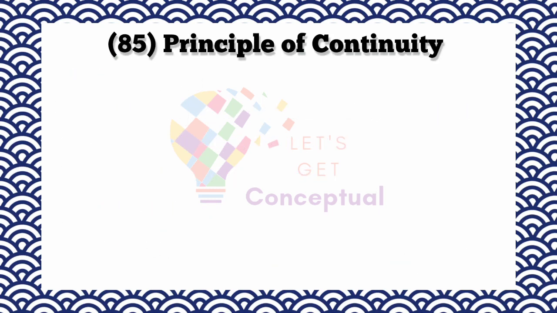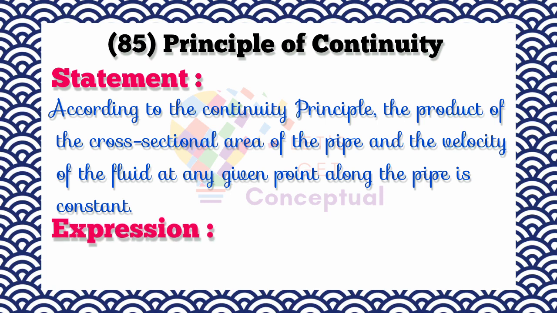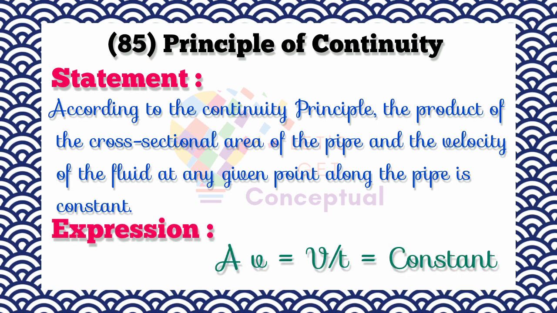Number 85. Principle of continuity. Statement: according to the continuity principle, the product of the cross-sectional area of the pipe and the velocity of the fluid at any given point along the pipe is constant. Expression: AV is equal to V divided by T is equal to constant.